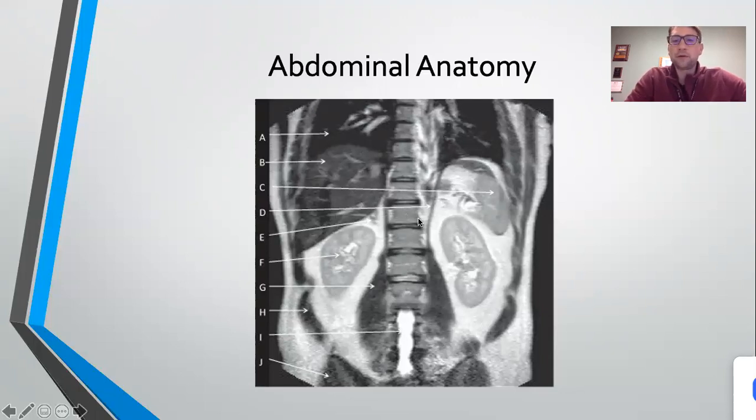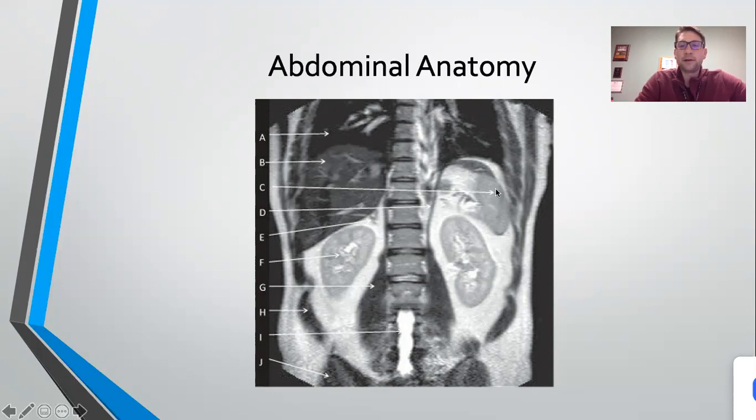So let's quickly go over some of the pertinent anatomy. So we got the right lung here, A. B, the liver, and this is the dome of the liver right here, so the top of the liver. So we always need to be able to visualize the top of the liver down to below the kidney, because that's kind of the area that we're scanning for abdomen. So always find the top of the liver.